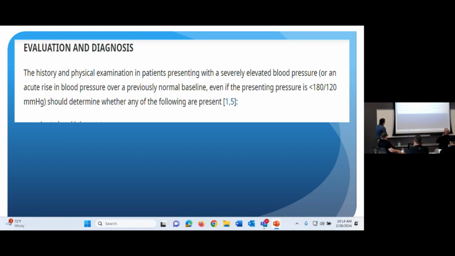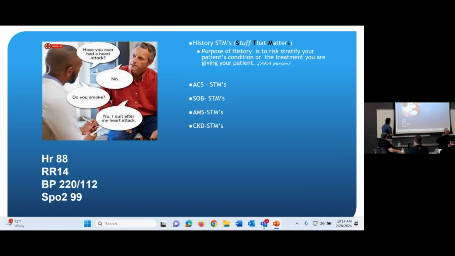We kind of talked about how the history and your physical guides you into who you think has an issue with hypertension. I talk about STMs a lot with the EMS challenge, and it's the stuff that matters. So when you think about getting your history in a patient, you're not getting a history to check boxes for the chart. Your history guides how fast you move on your patient and what you think's going on with them.